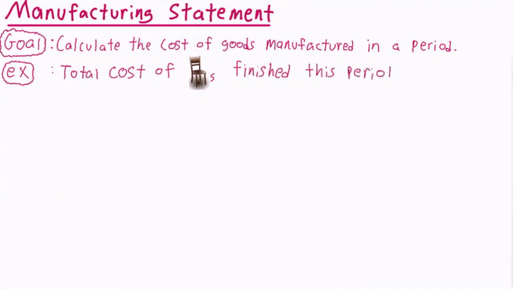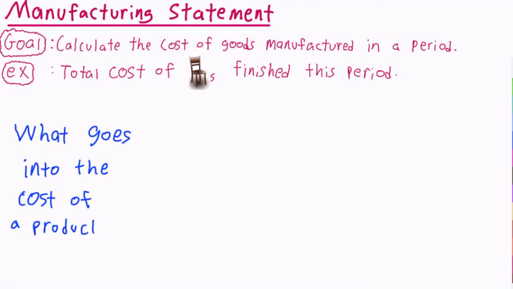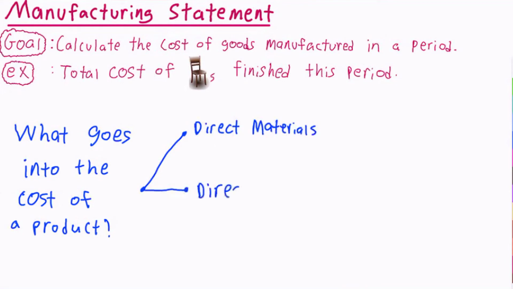Of course, many companies make several different products, and if that was the case, the manufacturing statement would find the total cost of all the products manufactured in that period. But the cost of a product means a very specific thing to a managerial accountant. To find the cost of a product, we add up the three manufacturing costs which were introduced in the previous video. These are the direct materials, direct labor, and factory overhead.